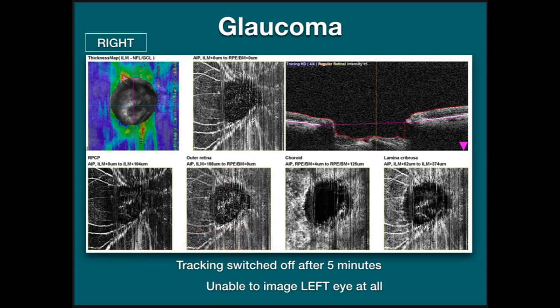So that is a limitation of current OCT angiography: it requires good central vision and good stability. So sometimes in choroidal neovascularization and advanced glaucoma, you're not really going to get very good data. Hopefully, as the technology improves and the speed of tracking improves, we'll be able to get data on these patients in the future.